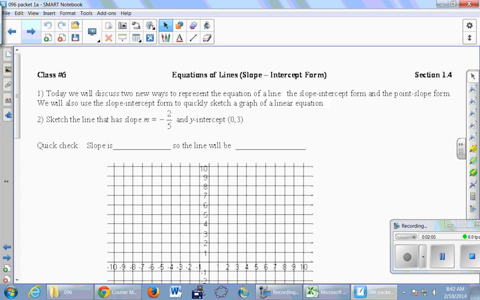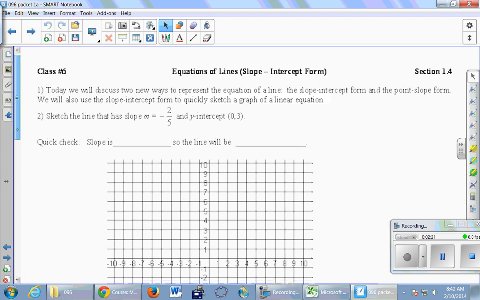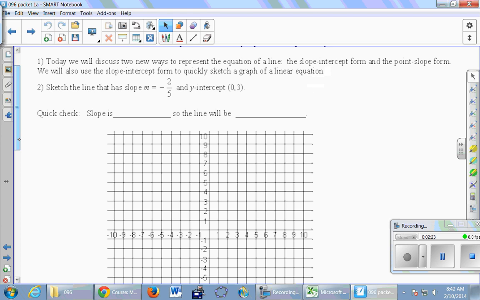And we'll go up here to the top. Number 1. Today we will discuss 2 ways to represent the equation of a line. Slope-intercept form. We'll also use slope-intercept form to sketch a graph of the line. Let's move on to number 2.